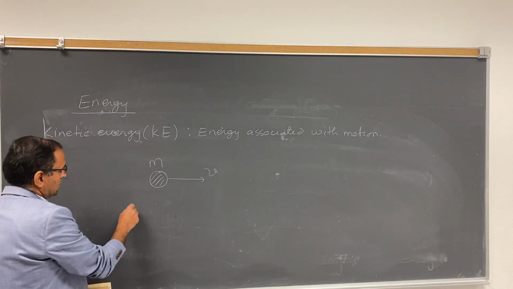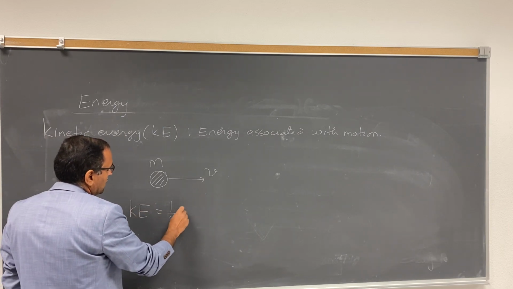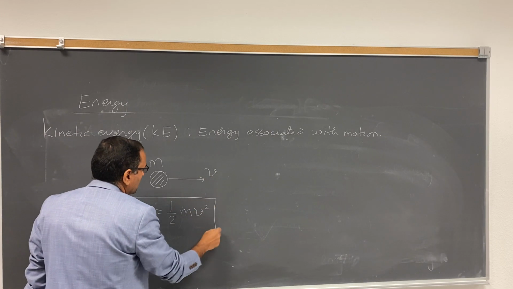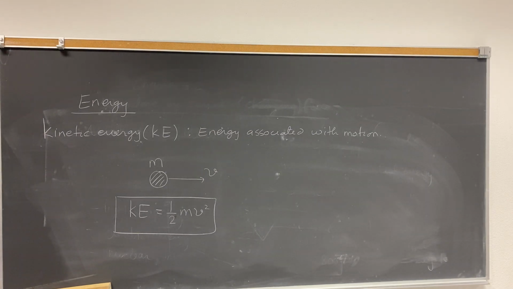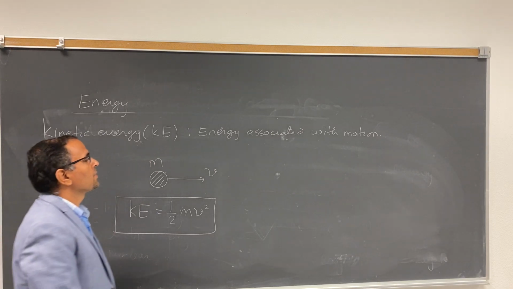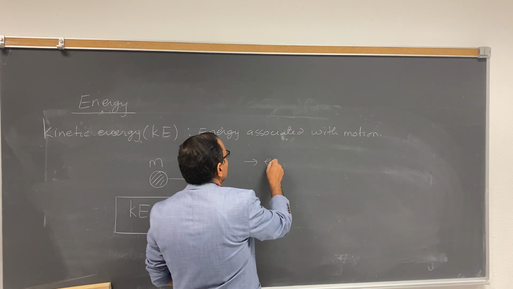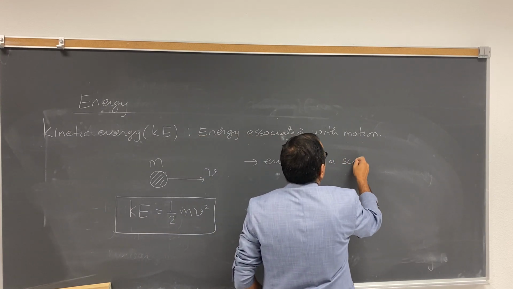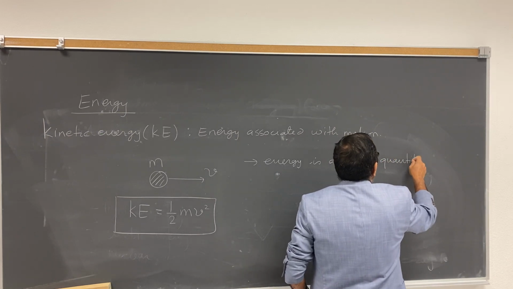And the formula to calculate the kinetic energy KE is equal to 1/2 mass times speed squared, 1/2 mv². So this is the formula to calculate the kinetic energy, 1/2 mv². But again, any form of energy is a scalar quantity. Please don't confuse. Energy is a scalar quantity.